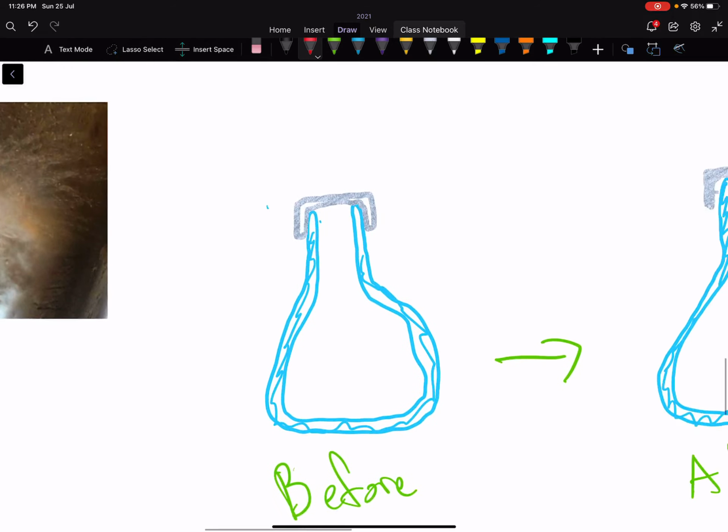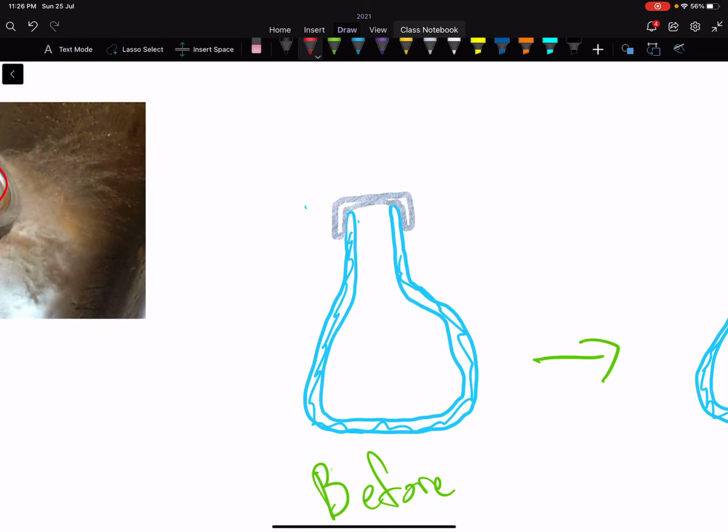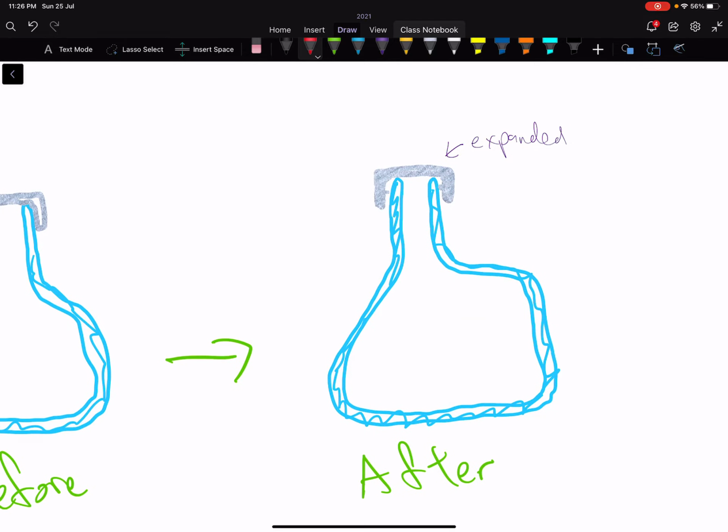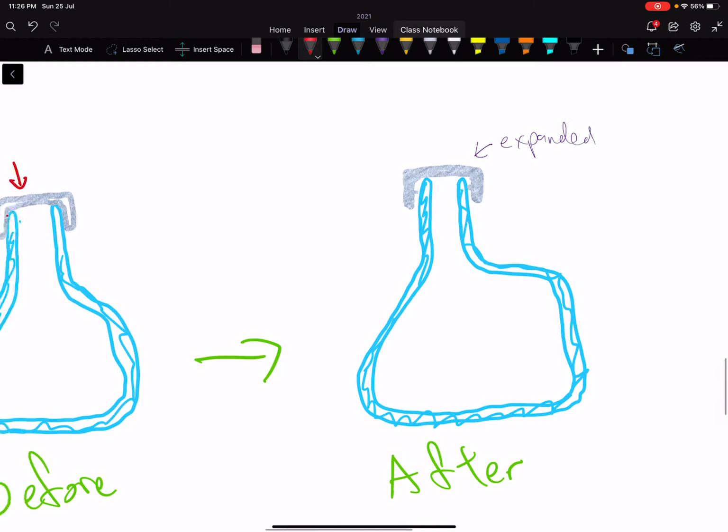So this is what happens. Before, when everything's cold, you will see that the lid over here is very tight and very close to the bottle. However, if we heat it up, the lid will expand a bit and be not as tight, so it's easier to open.